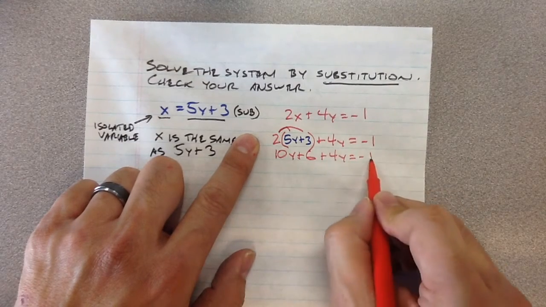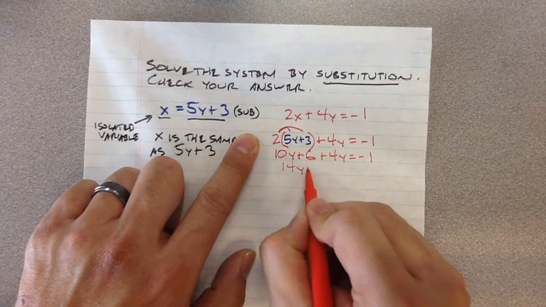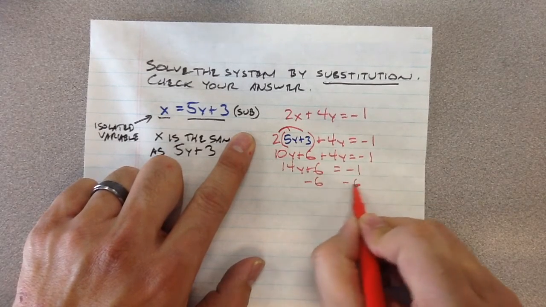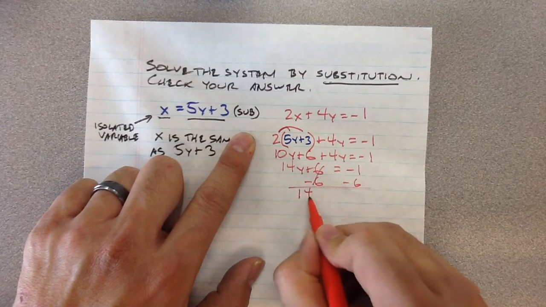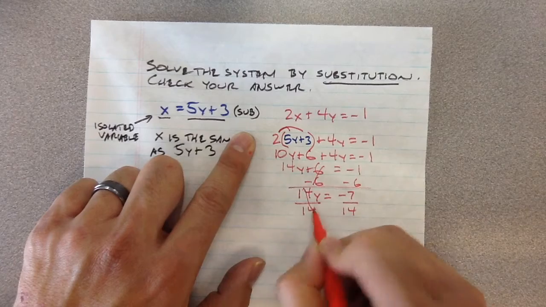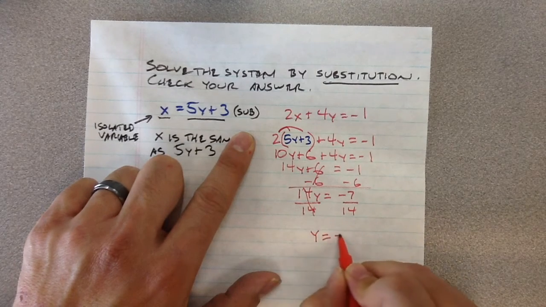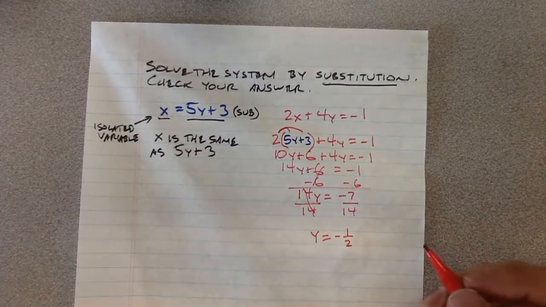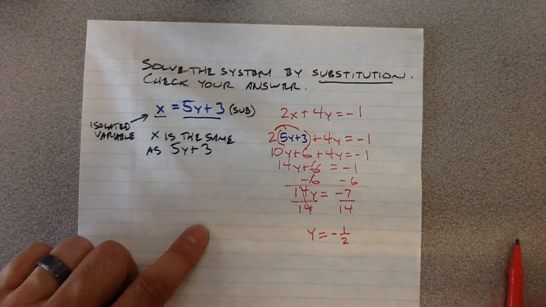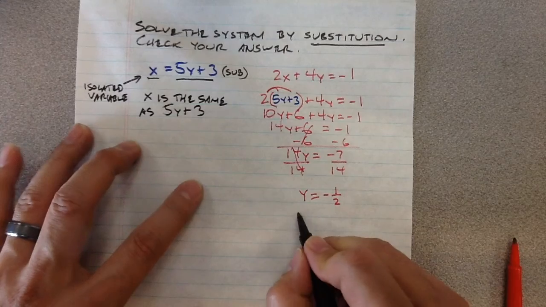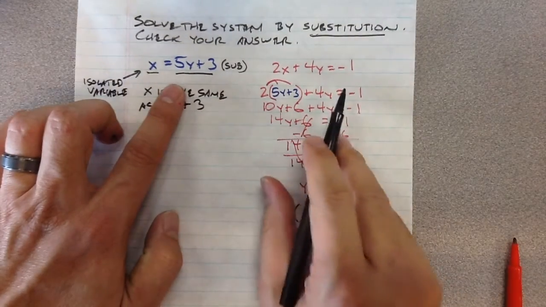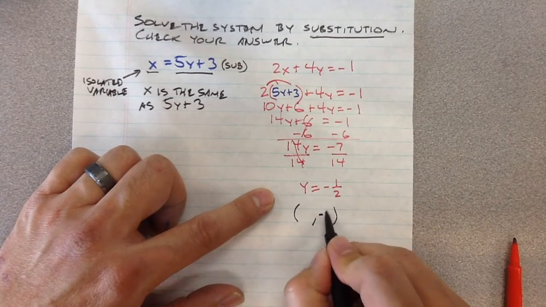We combine our like terms with the y's here. Start undoing things. Subtract 6. And then simplify, and we get y equals negative 1/2. Alright, so here's part of our answer. This is the same type of answer that we got yesterday. We're just looking for that combination of x and y that works for both these equations. So in this case, y is negative 1/2.